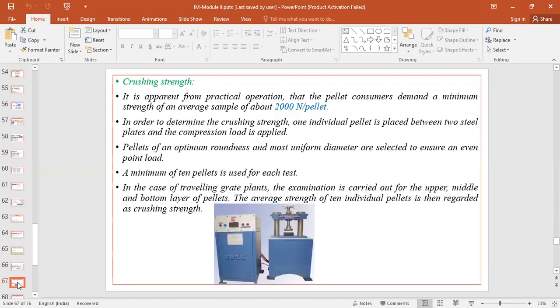Then the crushing strength. The pellets, whatever are prepared, once we charge inside the blast furnace, the entire burden will usually settle in the form of layer by layer inside the blast furnace. So the pellets should sustain the load above them. To find that, we need to do the crushing strength test.